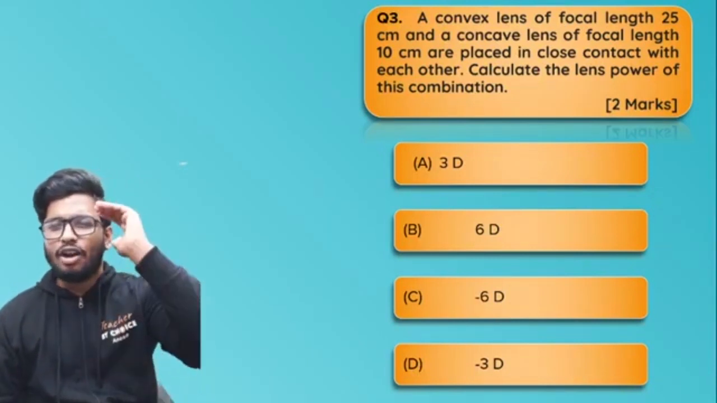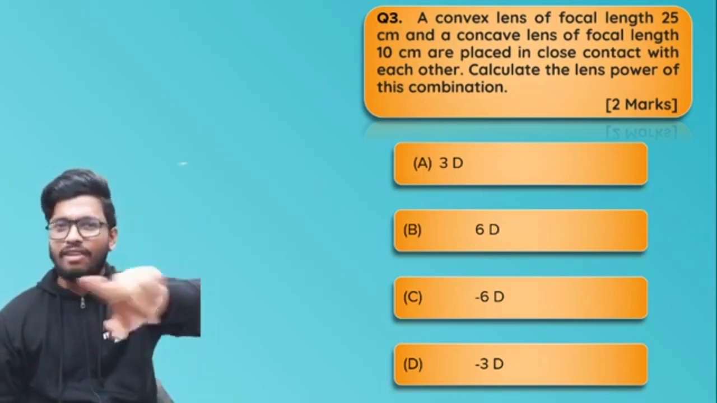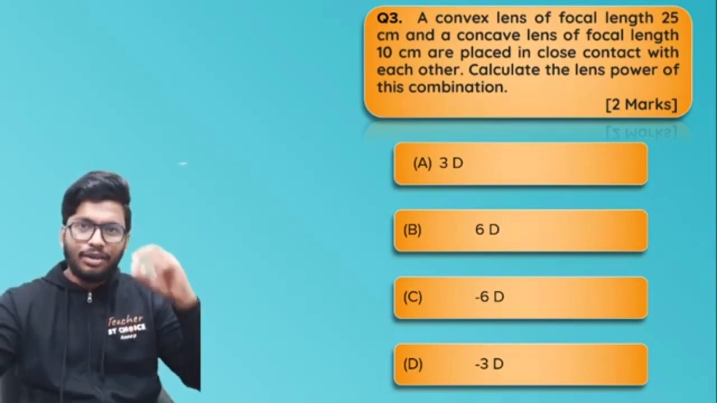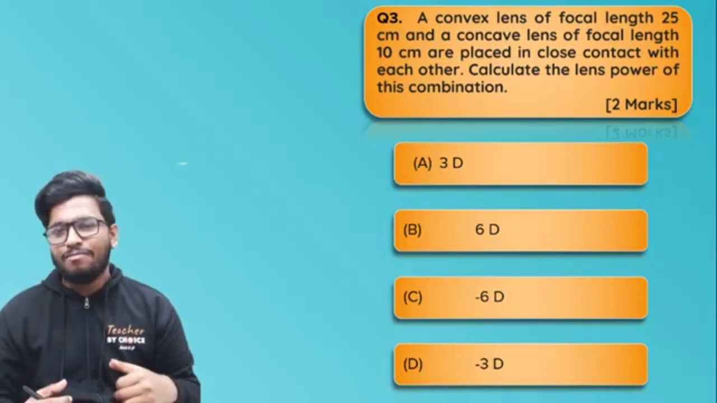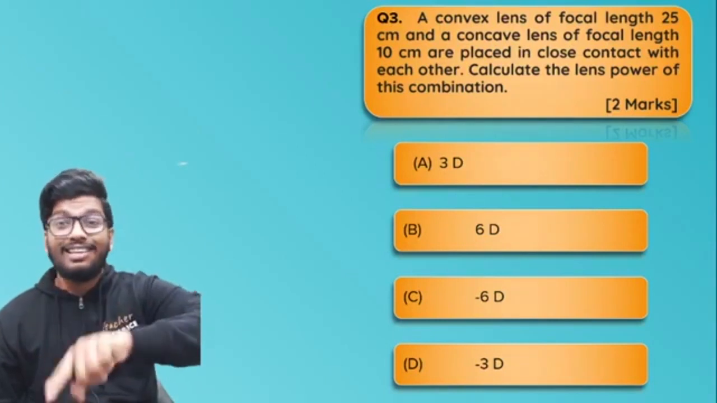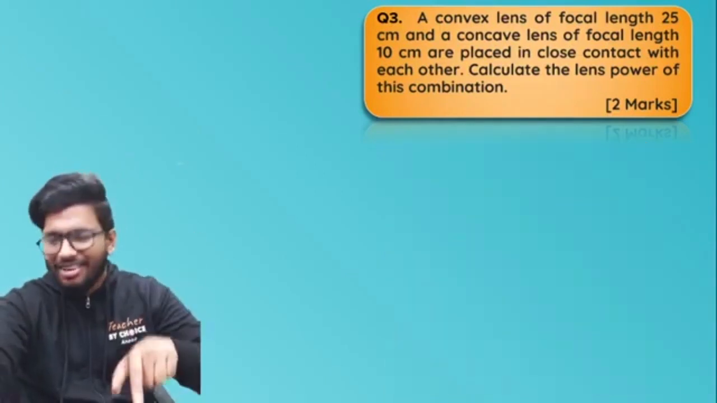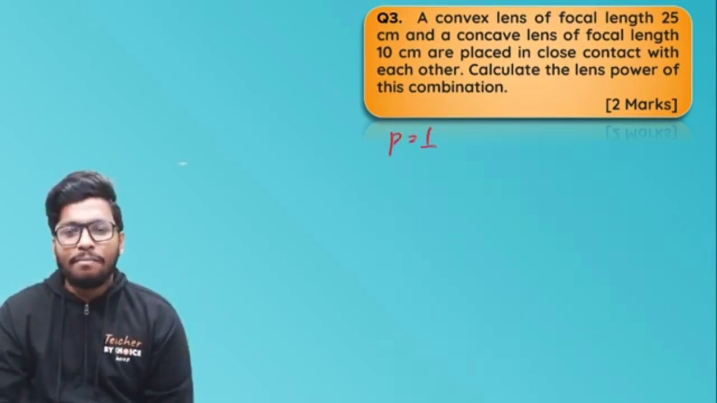I'm pretty sure lots of you guys would have directly added up 25 plus 10. That's what you would have done, because when you talk about the combination of power, you're supposed to add up. But remember guys, they've given you the focal length, they've not given you the power. So first thing is find out the power. How do you find the power? P is equal to 1 by F.